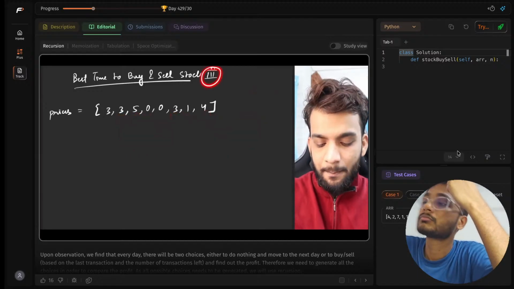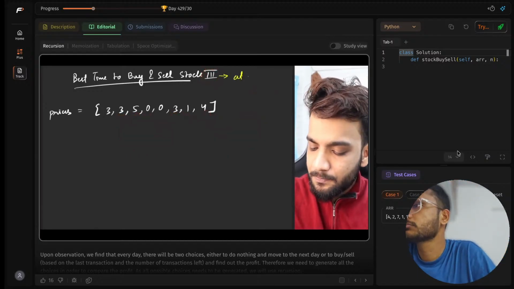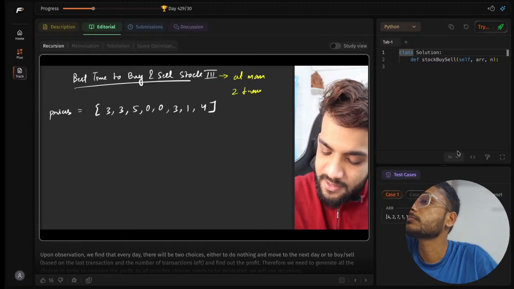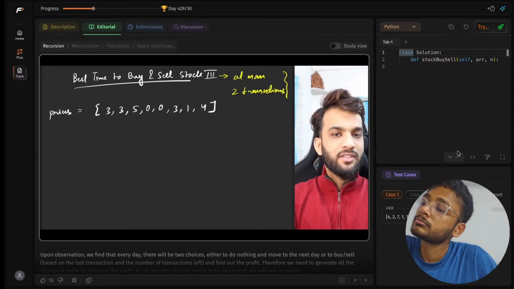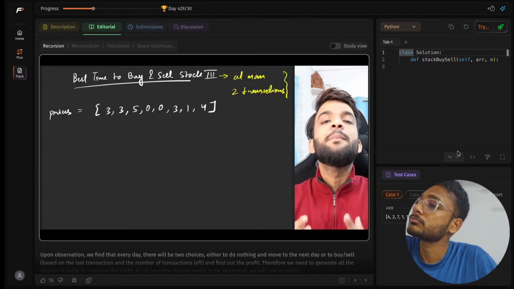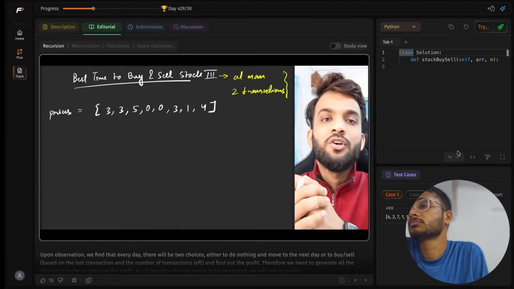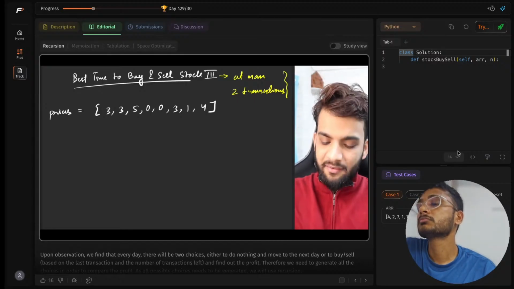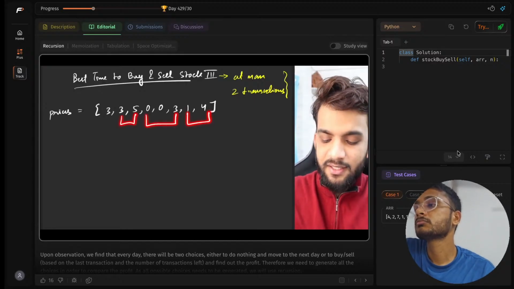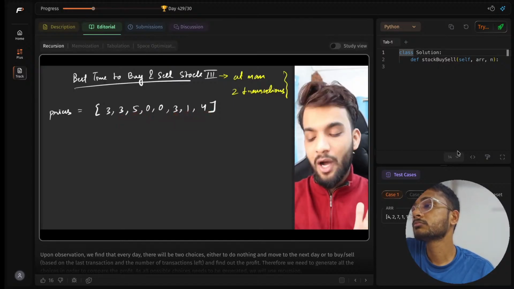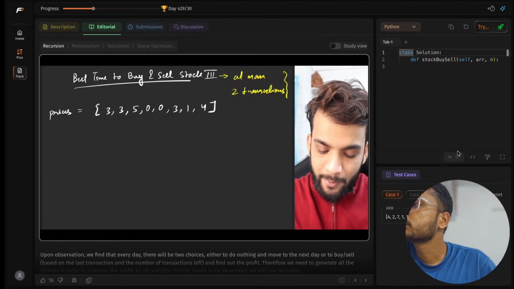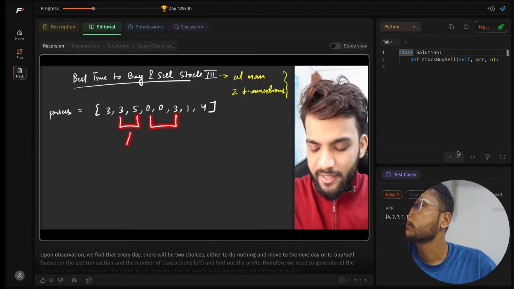What is part 3? Part 3 states at max 2 transactions. Yes, at max what you can do is 2 transactions, not more than 2 transactions. So we are basically limiting the number of transactions that we are doing. If there were unlimited transactions, you could have done this, then this, and then this. So you could have done 3 transactions to get the maximum profit, but over here you're limited. So how can you do at max 2 transactions? Probably you can say, I can do this, I can do this, then you'll get 2, then you'll get 3, which makes a total profit of 5.